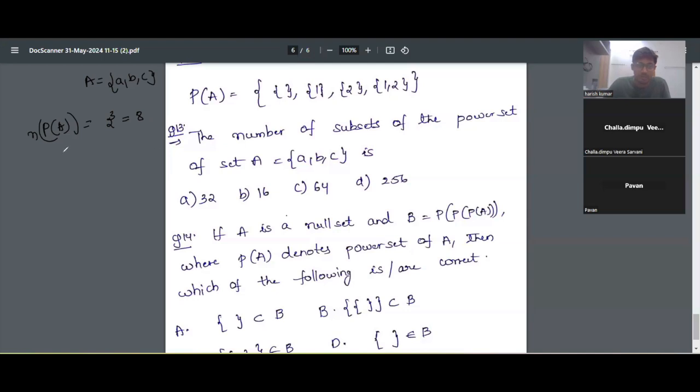No, first see. The power set of A contains how many elements? 8 elements. Okay. Now we have to find the number of subsets of this set. So you have to find the number of subsets of a set which contains 8 elements. What's the answer? Why 64? How do you calculate? Number of elements is 8.